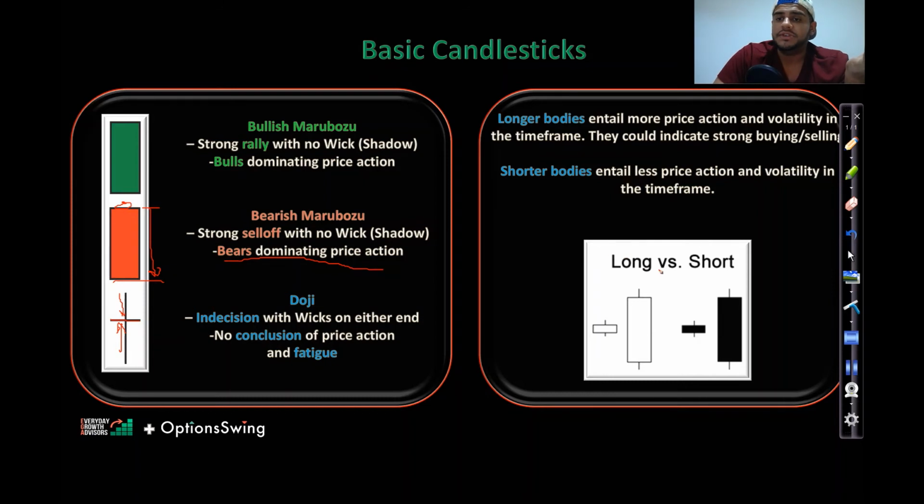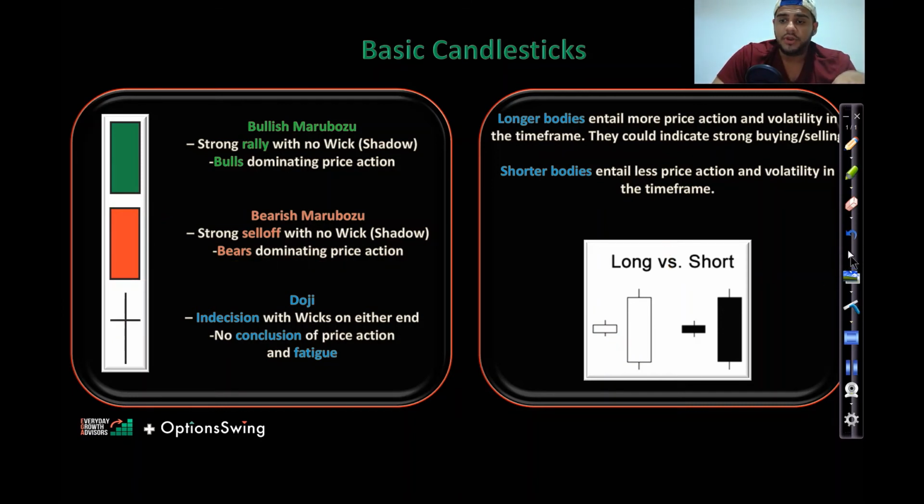And basics of another aspect of candlesticks is the long body versus the short body. The simple explanation is long bodies would have more price action, more volatility, depending on the time frame, and they could indicate either very strong or very active buying and selling. Versus the short body, which would show there's less volatility, less price action in that time frame. And so these are the building blocks that you need to learn.